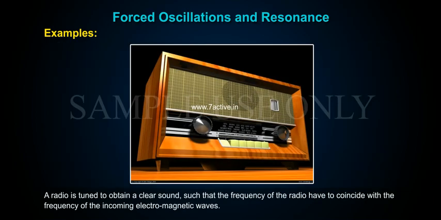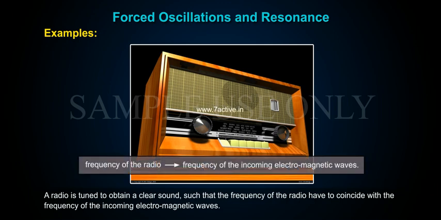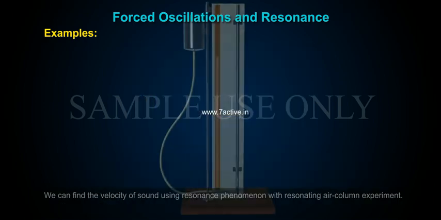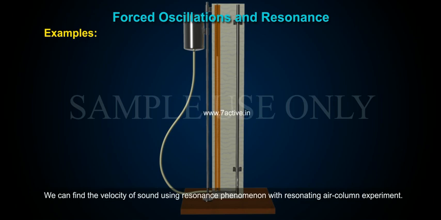A radio is tuned to obtain a clear sound, such that the frequency of the radio has to coincide with the frequency of the incoming electromagnetic waves. We can find the velocity of sound using the resonance phenomenon with the resonating air column experiment.